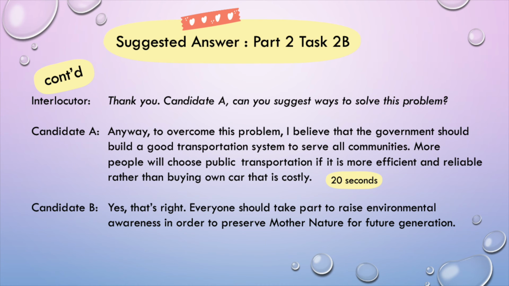Okay, one question that may be asked by interlocutor to candidate A. Can you suggest ways to solve this problem? Candidate A: Anyway, to overcome this problem, I believe that the government should build a good transportation system to serve all communities. More people will choose public transportation if it is more efficient and reliable rather than buying their own car that is costly. So, that is to be spoken in 20 seconds. Okay?